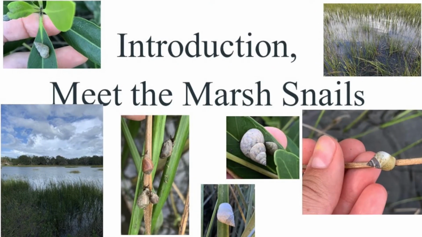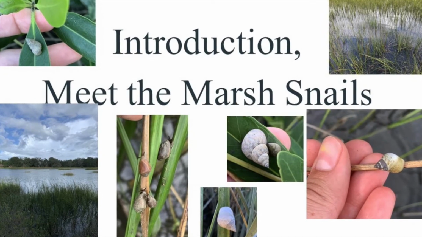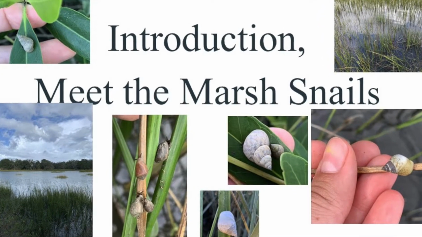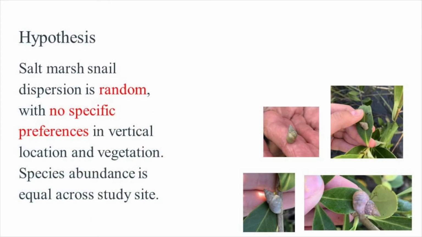Abundance, vertical distribution, and vegetative preferences of salt marsh snails. My hypothesis is salt marsh snail dispersion is random with no specific preferences in vertical location and vegetation, and species abundance is equal across the study site.